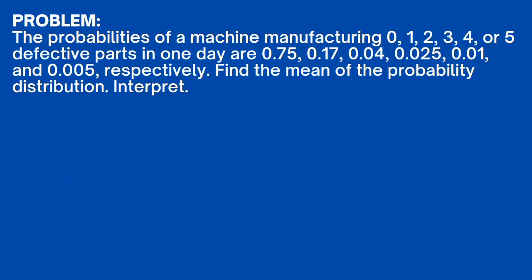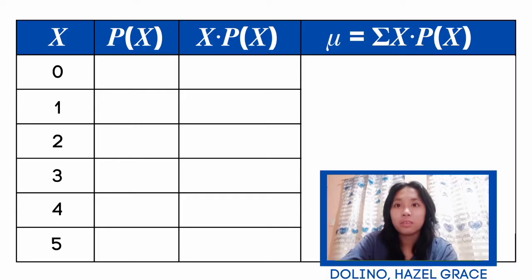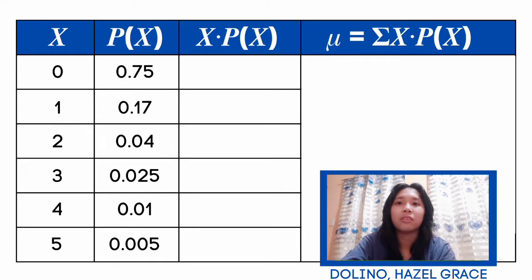Let's proceed with item number 2. With this problem we have the probabilities of a machine manufacturing defective parts in one day. We will be needing the values of the random variable, the probabilities of the random variable x, and the mean of the probability distribution. So we have here our table with the values of x, 0 to 5. In our next column, we have the values of our probabilities.